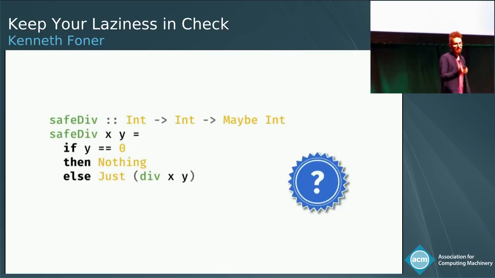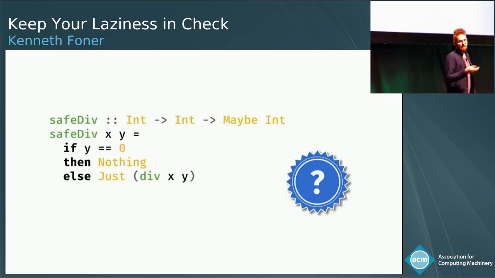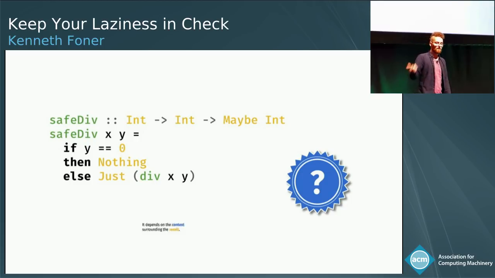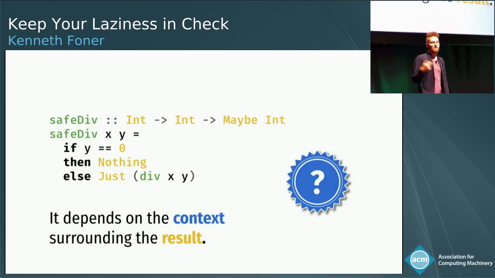Now what about this function, safediv? Well, safediv checks, because we don't want to divide by 0. So safediv checks to see if the denominator is 0 before it actually performs any division. Depending on whether y equals 0, we're either going to return nothing if y is 0, or we're going to return just the quotient if y isn't 0. Well, what happens depends on the context in which we evaluate the result.